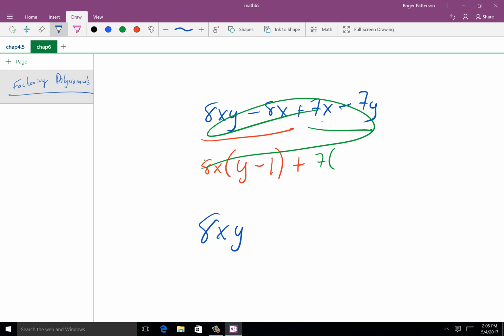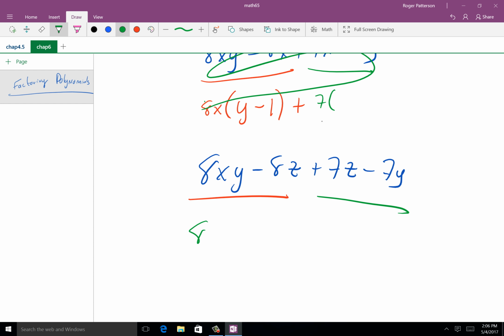So it's 8xy minus 8z plus 7z minus 7y. Now we'll factor by grouping here. So here I could take an 8x out. I'm left with y minus z. Here I can take out a plus and a 7. And I'm left with z minus y.